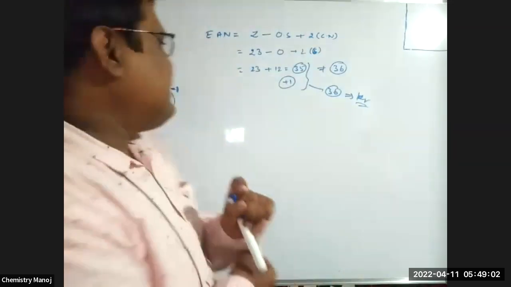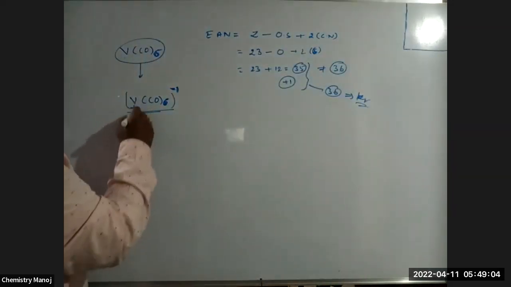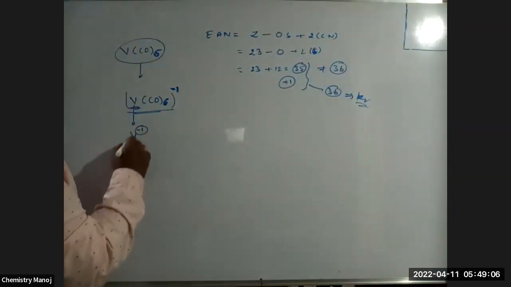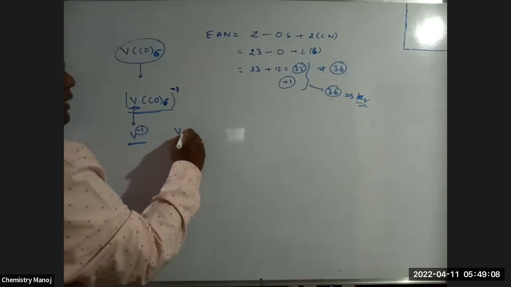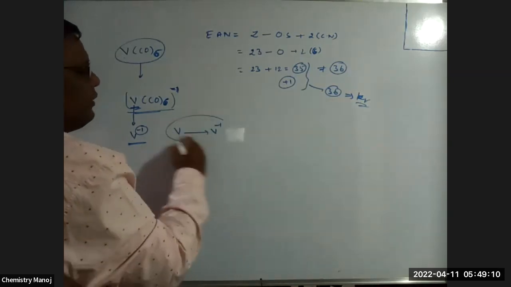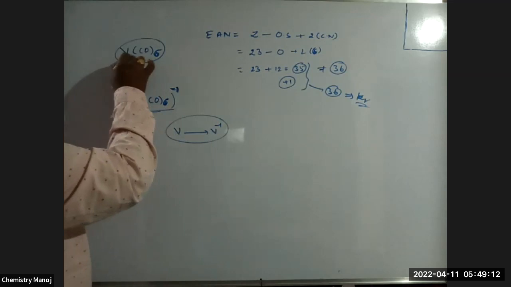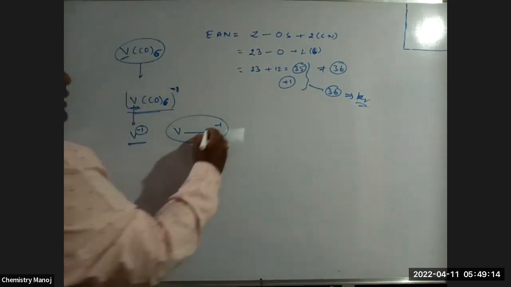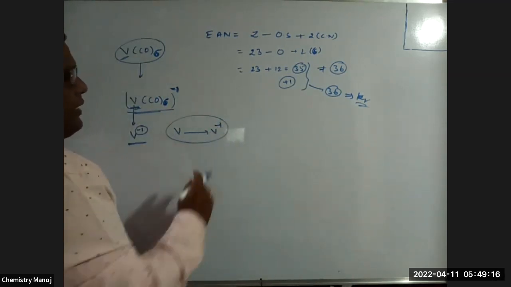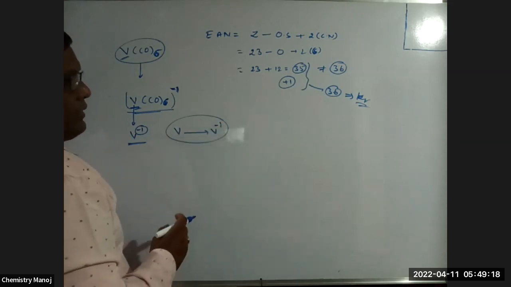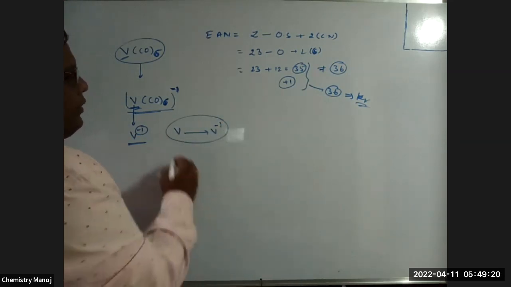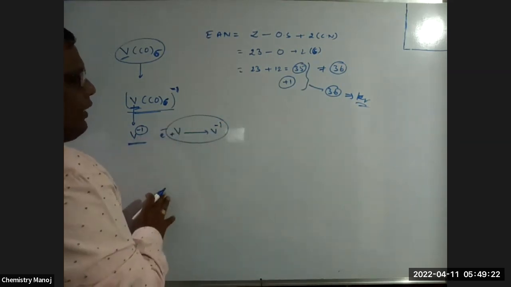Here, what is the oxidation state of vanadium? Here, oxidation state of vanadium is minus 1. That means vanadium is changed to vanadium minus 1. Here I have vanadium, it is converted to vanadium minus 1. Here, oxidation state of vanadium increased or decreased? Decrease. Okay, reduction, so it is by the gaining of electron.